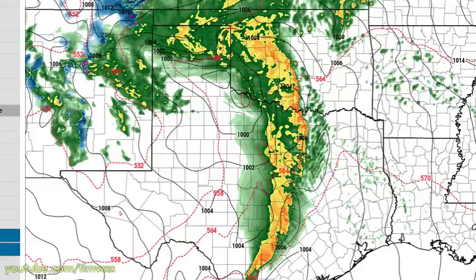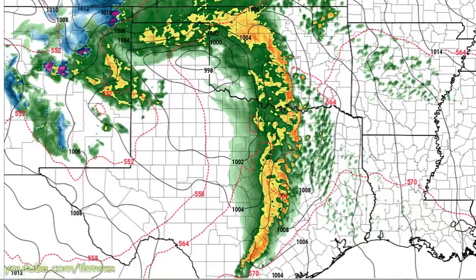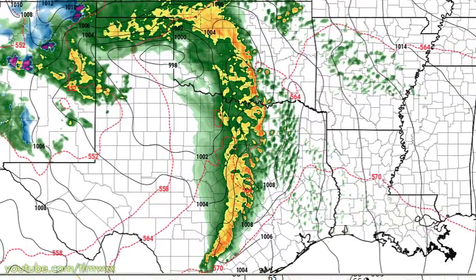Then by dawn, well, we don't have the dawn hours, but we do have 09Z. This is about 4 in the morning. We can see a good squall line coming through Oklahoma City, through Dallas, Austin, and San Antonio. So all those areas will be seeing this line coming through later during the evening.